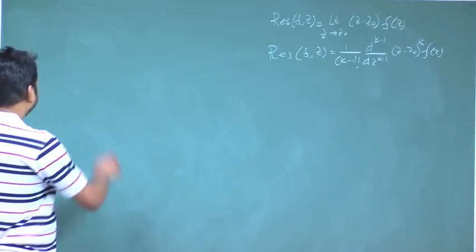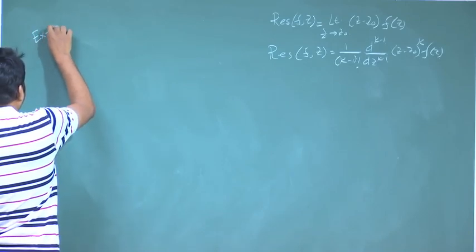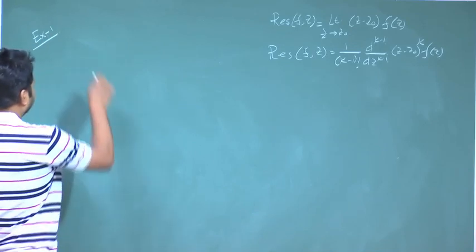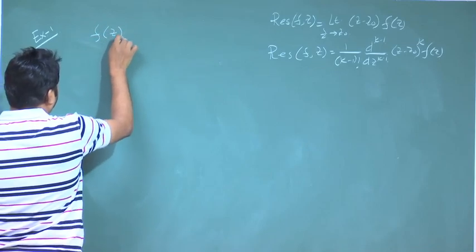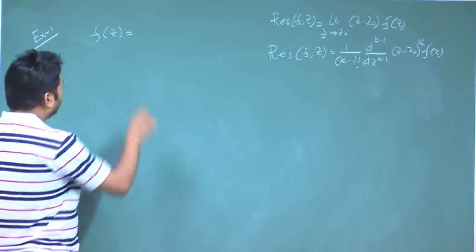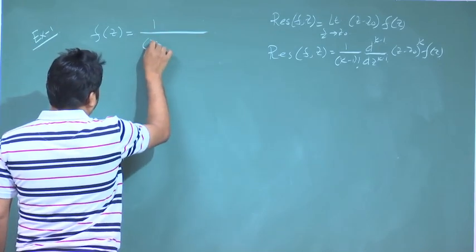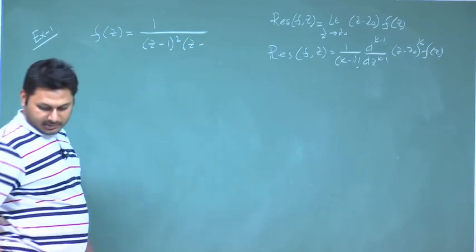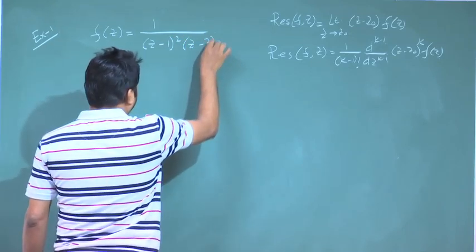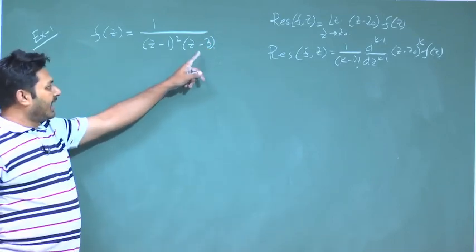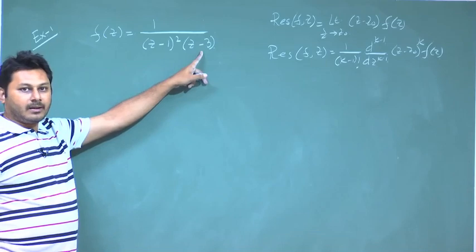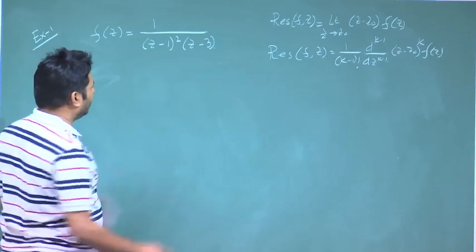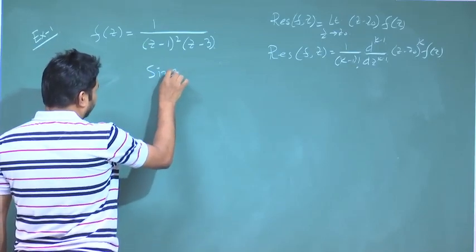First example. f(z) is equal to 1 divided by (z minus 1) whole square times (z minus 3). Suppose this is the thing. I need to figure out the residue at z equal to 3. So, how many singularities are there? First I need to find out the singularities.